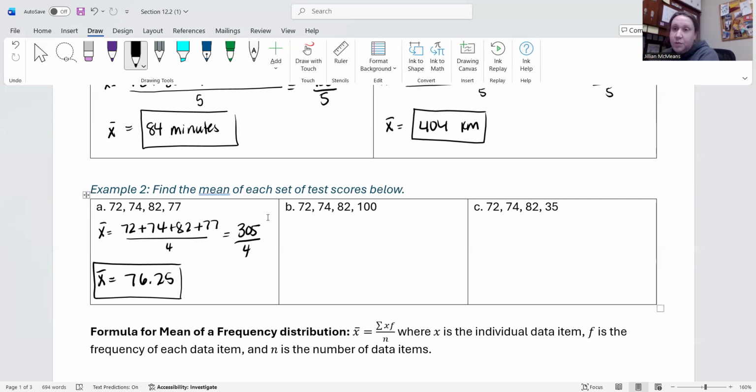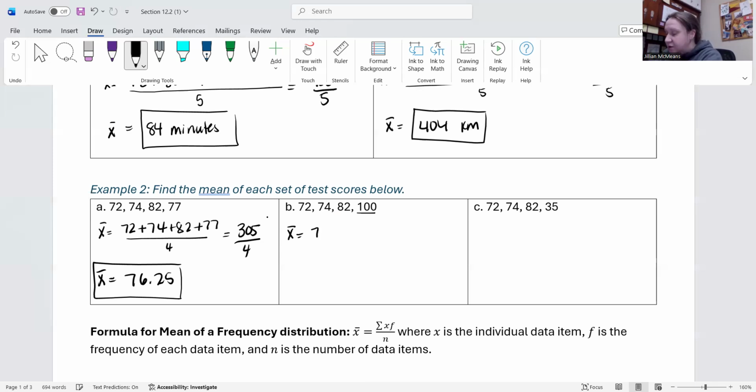But in example 2, part B, we have the first 3 test scores are the same. So we have a 72, a 74, and 82. But then we have this one oddball of 100. You can see it's quite a bit more than the other test scores. So let's see what it does to our mean, okay?